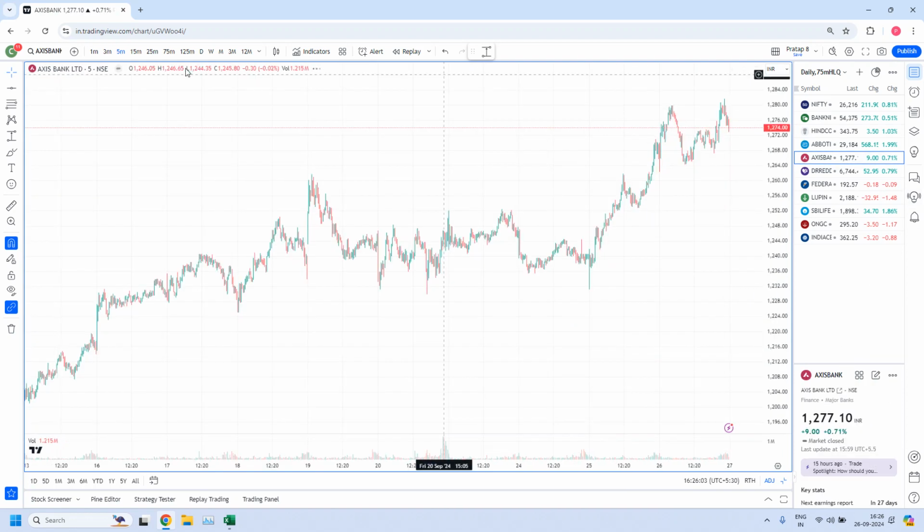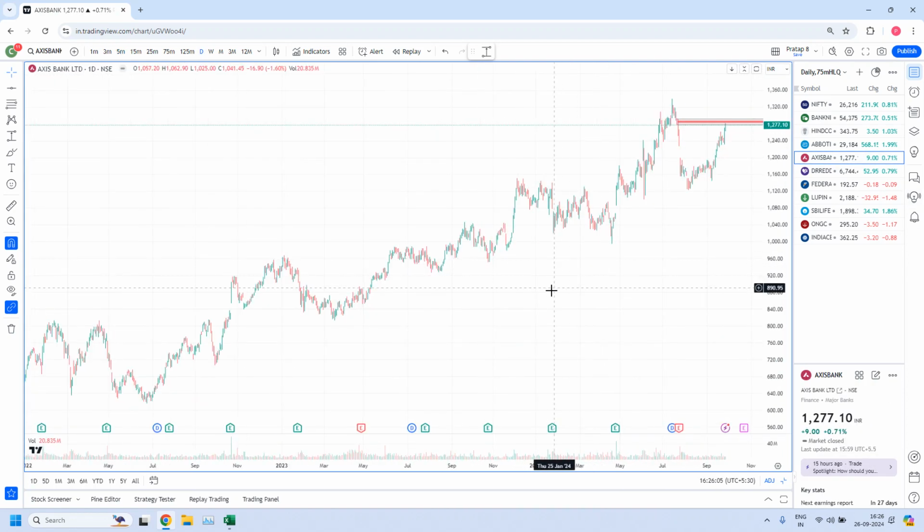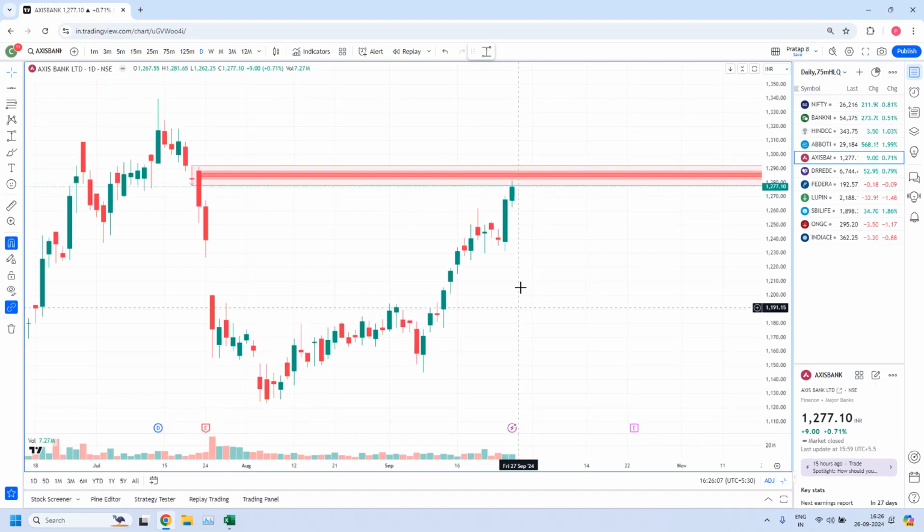Next one is Axis Bank. This is also a daily high liquidity supply zone. We have a drop, base, drop identified by our software, and this I fine-tuned with the 75 minutes time frame.